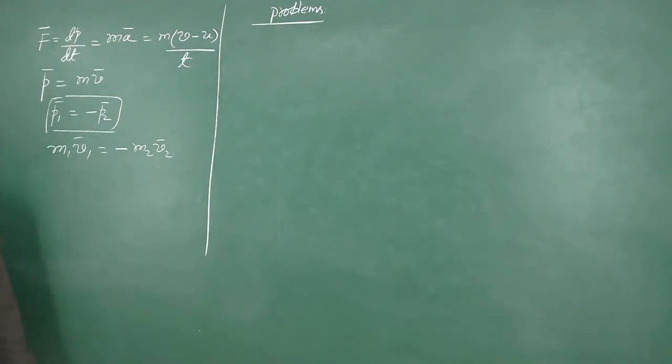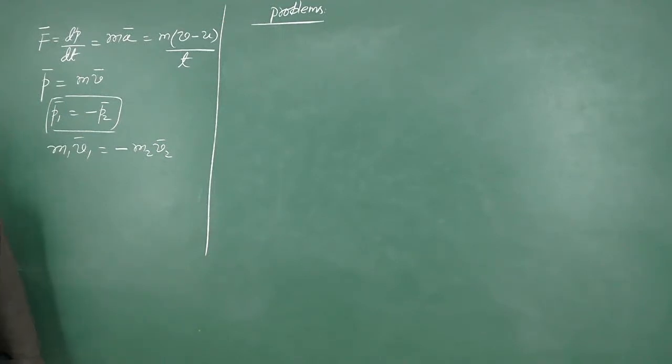Next problem. A force acts for 10 seconds on a body of mass 10 power minus 2 kg, initially at rest, after which the force ceases to act. The body traverses 0.5 meter in the next 5 seconds. Find the magnitude of the force.